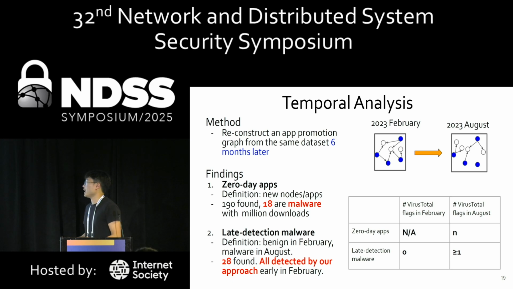The first is zero-day apps, which are new apps found in the August experiment. We never saw them in February, and we found 119 of them, and 18 of them are malware, with already millions of downloads obtained in this half year. And we also find 28 late detection malware. They are benign according to VirusTotal in February, but become malware in August. And surprisingly, all of them can be detected by our approach early in February. We thought they were false positives, but they are not.